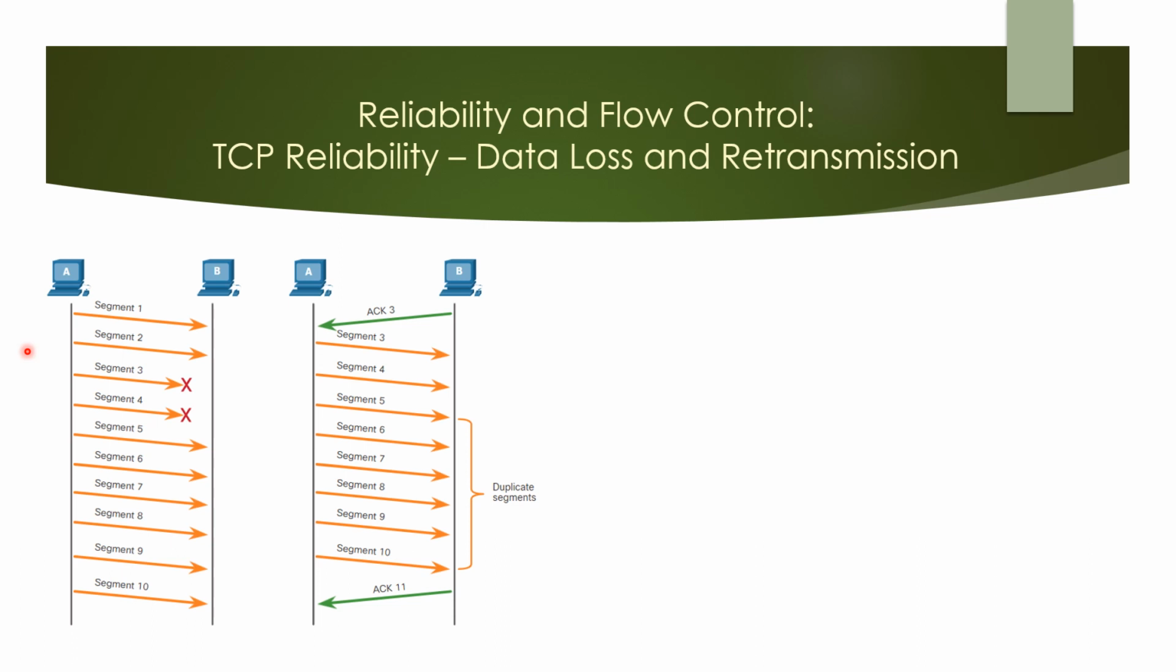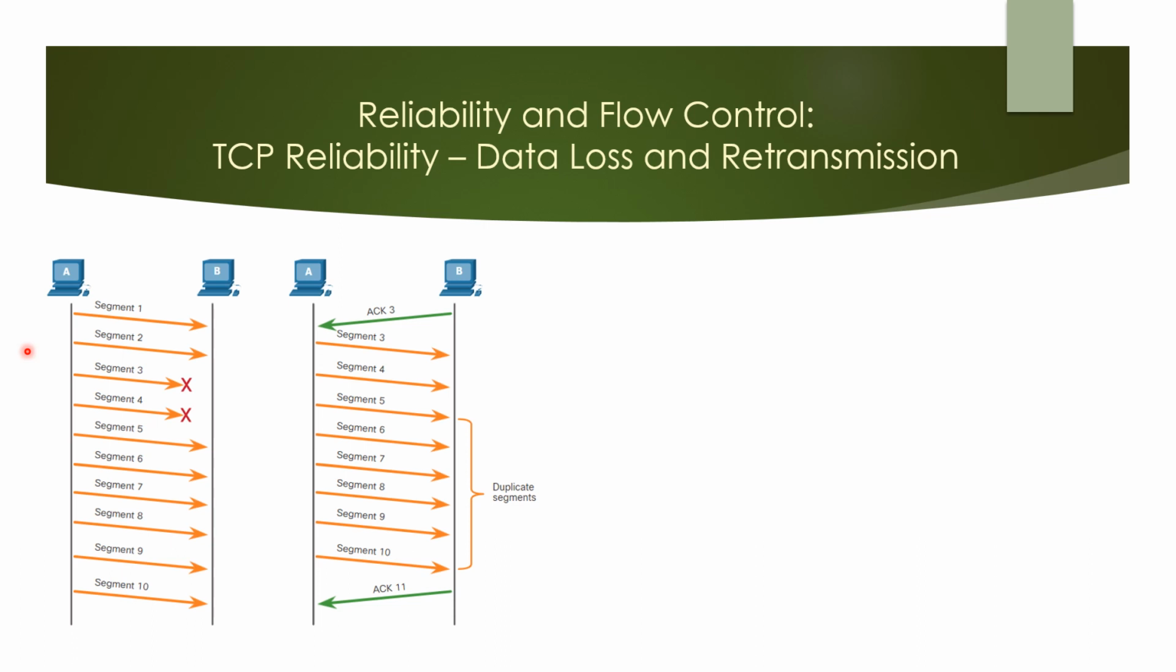Host A has no idea if any other segments arrived or not. Host A would therefore resend segments 3 through 10. If all the resent segments arrive successfully, segments 5 through 10 would be duplicated. This can lead to delays, congestion, and inefficiencies.